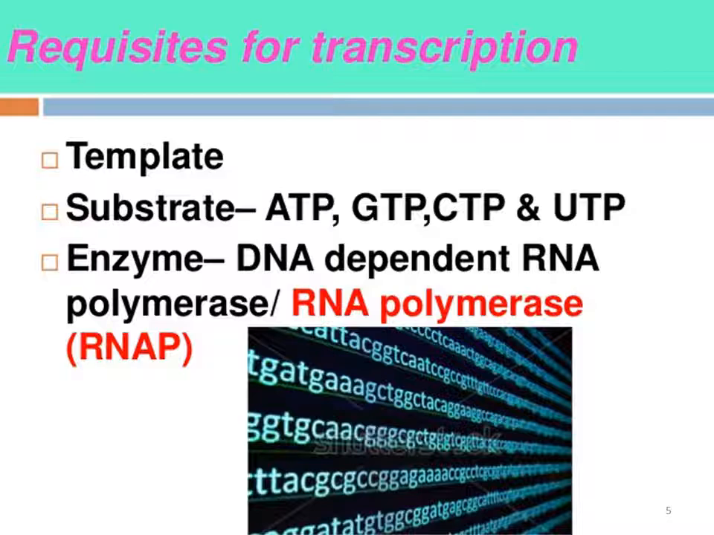Then we have the requirement of the enzyme, and this enzyme is very special for this process. This is known as DNA dependent RNA polymerase, or shortly it is also called RNA polymerase. So this RNA polymerase is a very special type of enzyme which is working for the transcription.